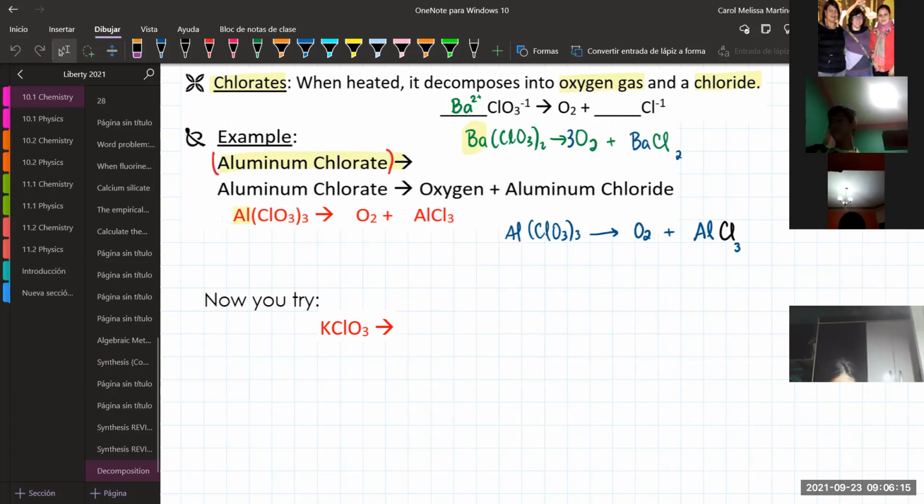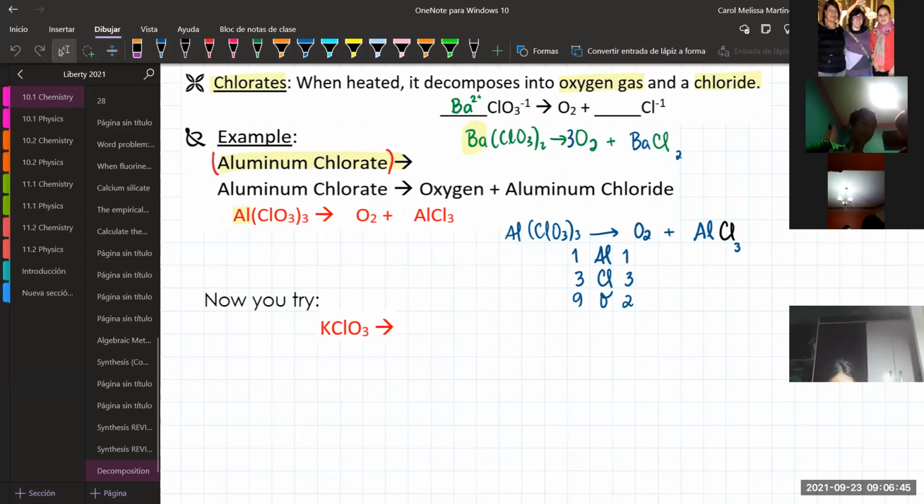Okay? You list the elements. Aluminum first, chlorine after, oxygen in the last step. You compare the amounts. You notice it's not balanced. So to balance this equation, because aluminum is already balanced and chlorine is already balanced, I just need to balance oxygen, okay? I have 2, I need 9.